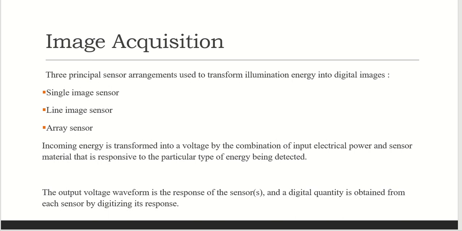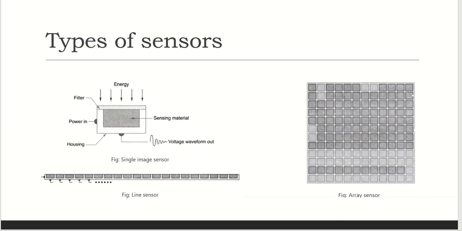Incoming energy is transformed into a voltage by the combination of input electrical power and sensor material that is responsive to the particular type of energy being detected. The output voltage waveform is the response of the sensors, and the digital quantity is obtained from each sensor by digitizing its response. The types of sensors: the energy is radiated on the filter, and this is the sensing material, and this is the voltage waveform output, and this is the housing. These are the line sensors. This is the single image sensor. The last one is the array sensor.